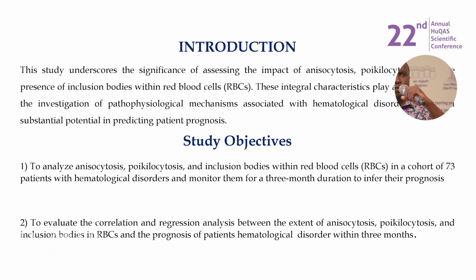Now, the first objective was just to collect the information and assess RBCs. We see anisocytes and poikilocytes, and then the inclusion bodies, and then we assess the patient prognosis. The second objective was to do a lot of mathematics to connect all that. We did the correlations, and we did the regressions to connect our data. So this is the methodology.